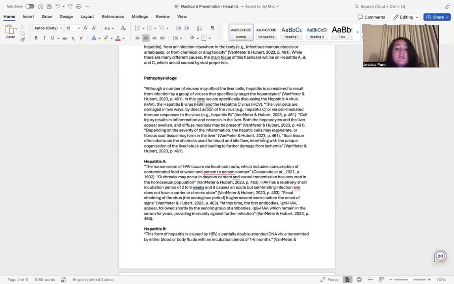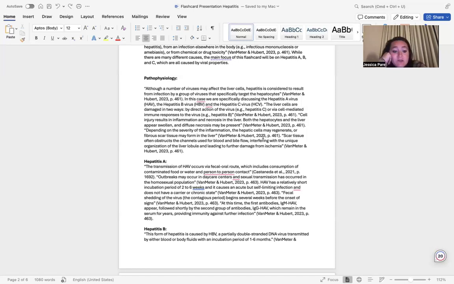Cell injury results in inflammation and necrosis in the liver. Both the hepatocytes and the liver appear swollen, and diffuse necrosis may be present. Depending on the severity of the inflammation, the hepatic cells may regenerate, or fibrous scar tissue may form in the liver. This scar tissue often then obstructs the channels used for blood and bile flow, interfering with the unique organization of the liver lobule and leading to further damage from ischemia.